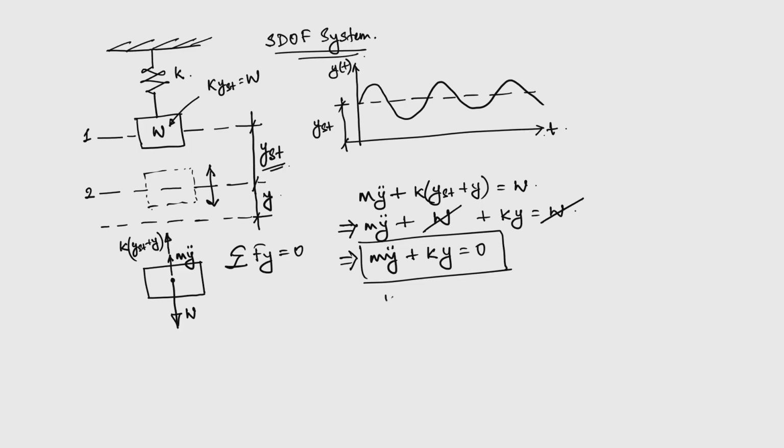We can further simplify it. So, we will have y double dot plus k by m, which is omega n square, times y is equal to 0. Now, what is omega n square? It is nothing but k divided by m.